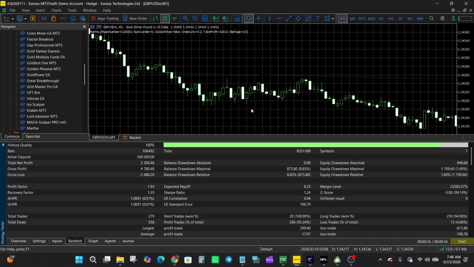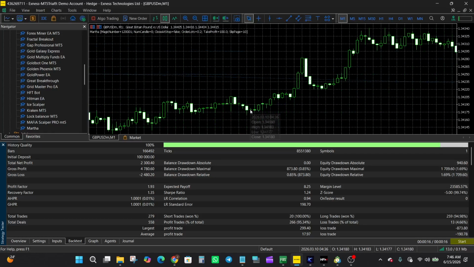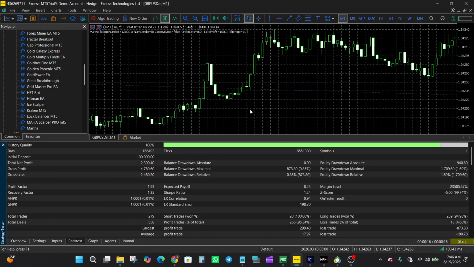Overall, the Martha EA presents a grid-based approach for MT5 traders with customizable parameters and a clearly defined recommended setup from the developer. So if you are interested in this type of strategy, make sure to thoroughly test it yourself and evaluate whether its risk profile and trading style align with your own objectives before moving forward.